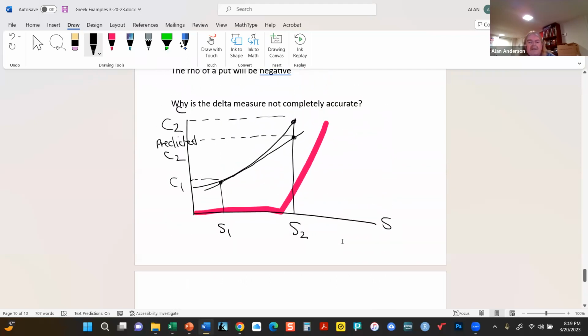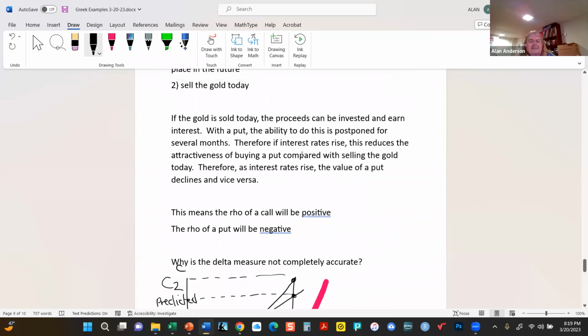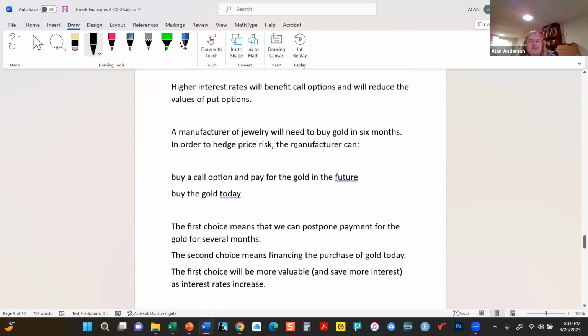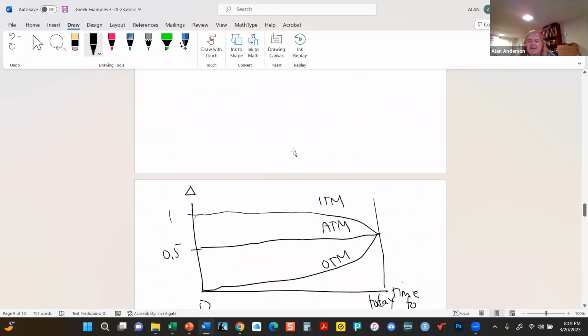So this is something you run into when you're using linear measures to approximate nonlinear measures.